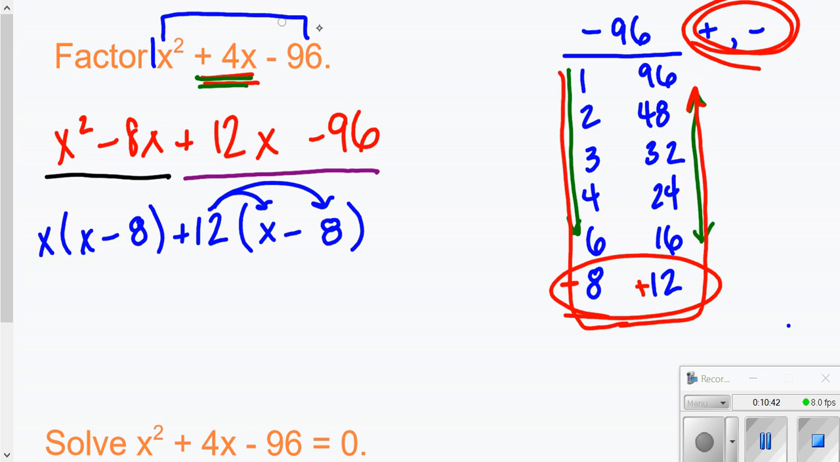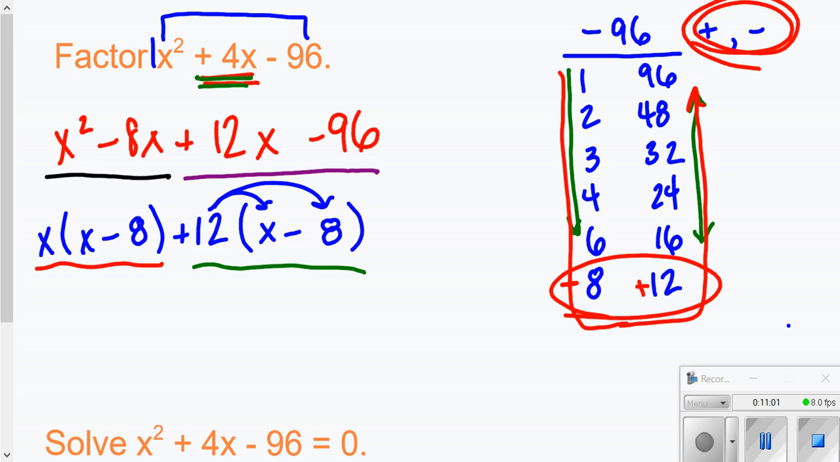Think of what goes on in your brain here, it really matters. Think of this red part as one piece. Think of this green part as the other piece.